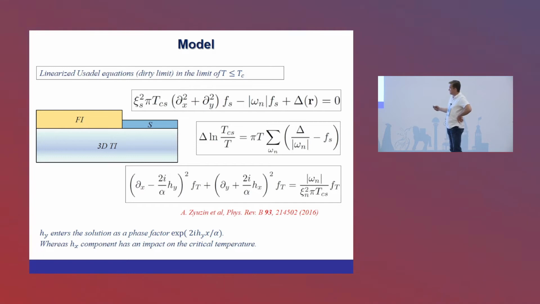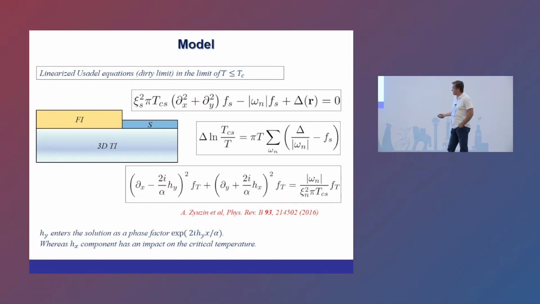So I will briefly say a few words about the model. We start with Usadel equations, which are valid in the dirty limit. And when we calculate the critical temperature, we linearize them. So these are the linearized Usadel equation in the superconductor, the gap equation, and the so-called Usadel equation in the topological insulator, which was derived in this paper of Zyuzin, Mohammad Alidoust, and Daniel Loss in 2016.